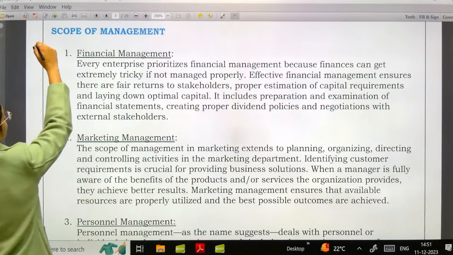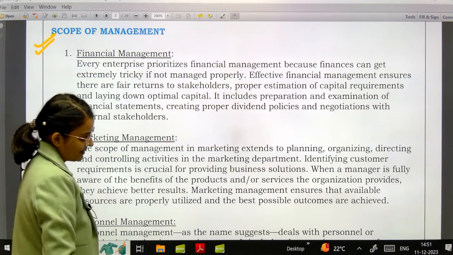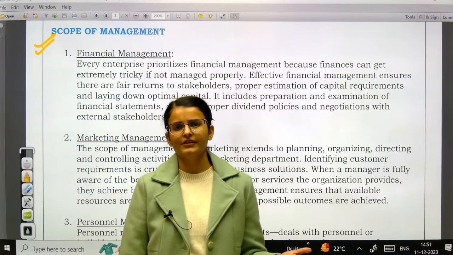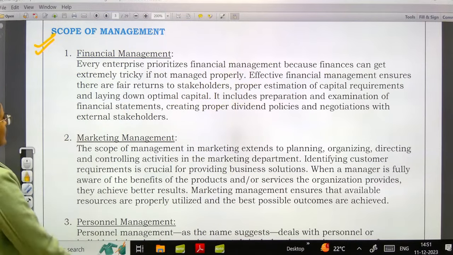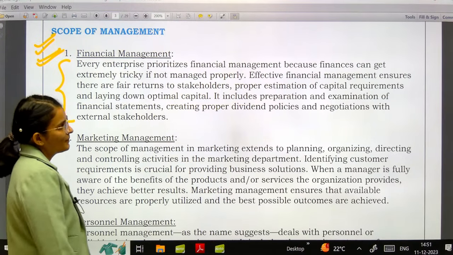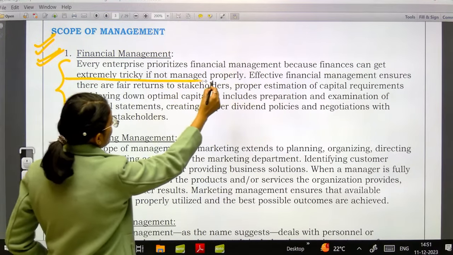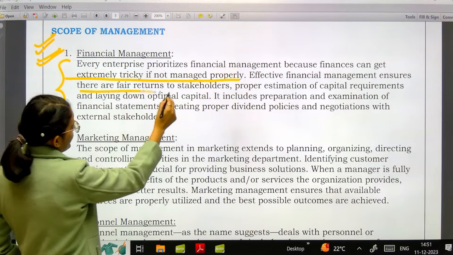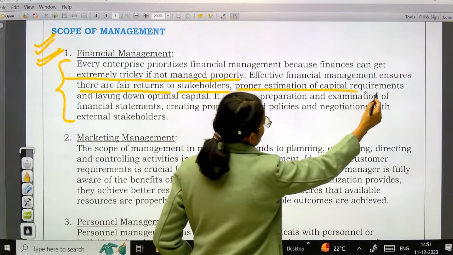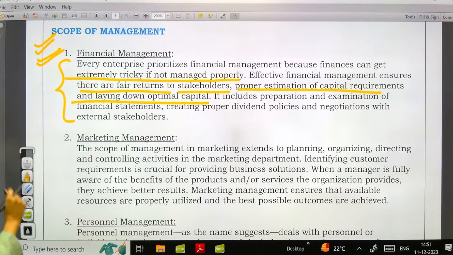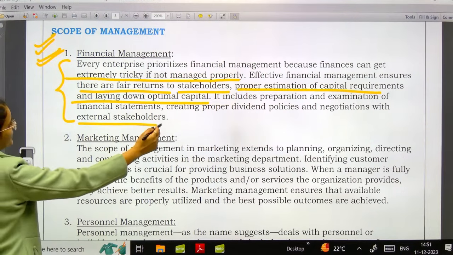Next is the scope of management. Scope of management means what the dynamics of management are, how far it can go, and what factors affect it. So discussing the scope: financial management. Every enterprise prioritizes financial management because finance can get extremely tricky if not managed properly. Effective financial management ensures there are fair returns to the stakeholders, proper estimation of capital requirements, and laying down optimal capital. It includes preparation and examination of financial statements, creating proper dividend policies, and negotiations with external stakeholders.